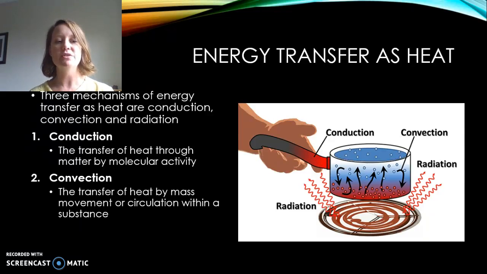Convection is the transfer of heat by mass movement or circulation. Usually what happens in a fluid, whether it's liquid or air, is that heat rises and cold sinks. So in our pot example, once again, the bottom of the pot is closest to the heat source, so it's going to be hot. As the water is heated, it rises, and the cooler water at the surface sinks to the bottom, where it is then heated and causes that circulation. That's why when water boils, you see the bubbles rising to the top.